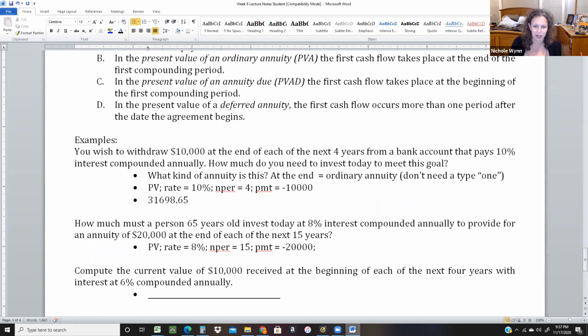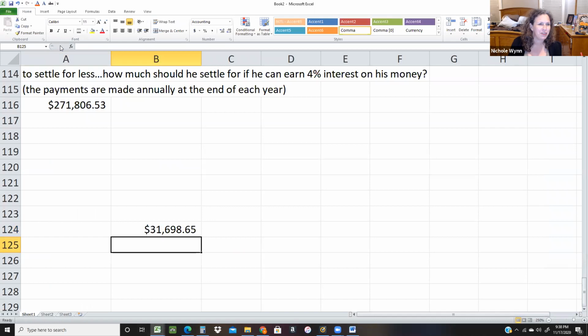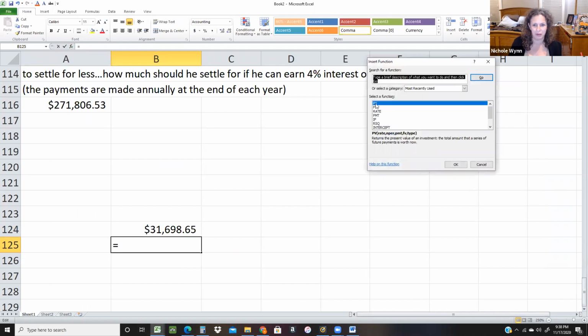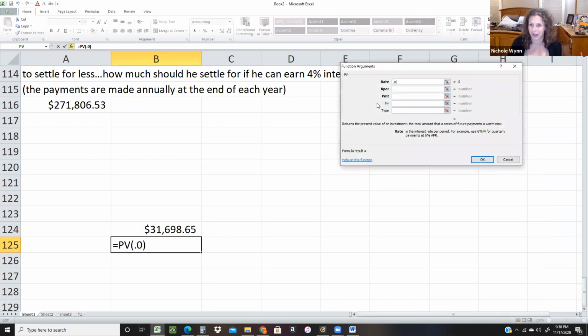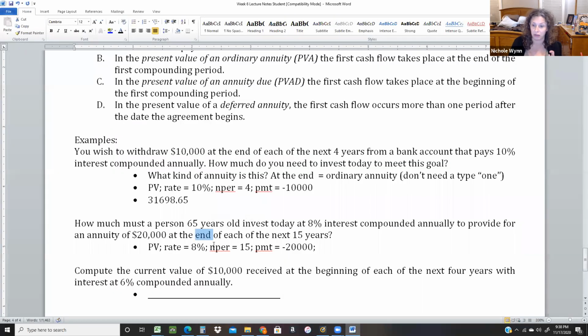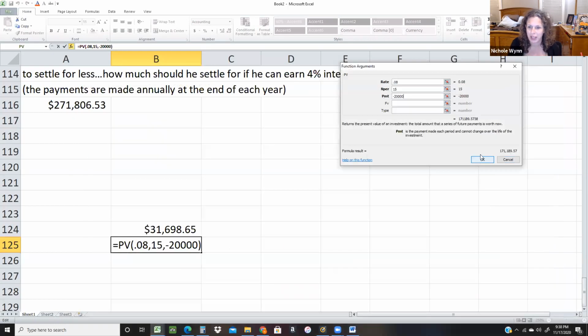Okay, so my rate, let's go over to, it's 8%. I'm going to remember this time. Okay, so present value, 0.08 for 15 years, and he wants to pull out 20,000 each year. Did it say at the beginning or the end of each year? End, regular annuity.